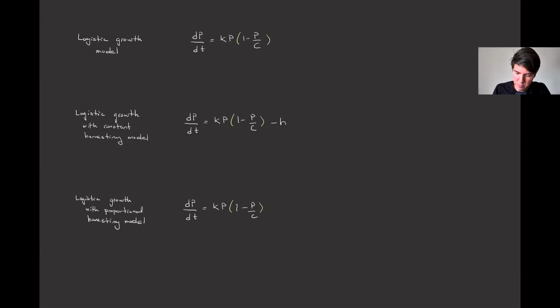That's constant, so H will be some fixed number. Then for the proportional harvesting model, what we'll be doing is subtracting, let's see, yeah, they use E times P, where E is some, let's say, positive real number. So what we'll be doing is taking the logistic growth model, adding these two respective terms, and then investigating what happens in each case. So that's the goal of the lab.